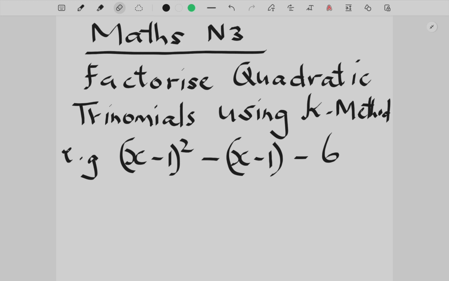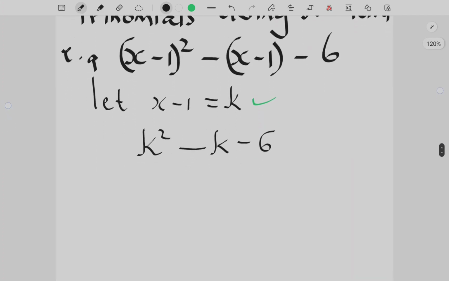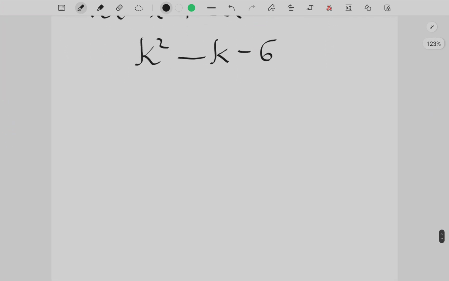We must say let x - 1 be equal to k. Okay, that means in place of x - 1 we must substitute by what? By k. So if we're going to substitute by k, we're going to have k² - k - 6.